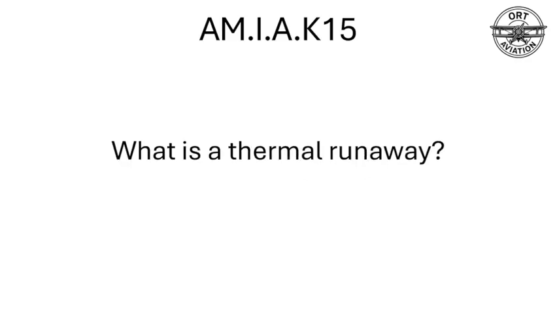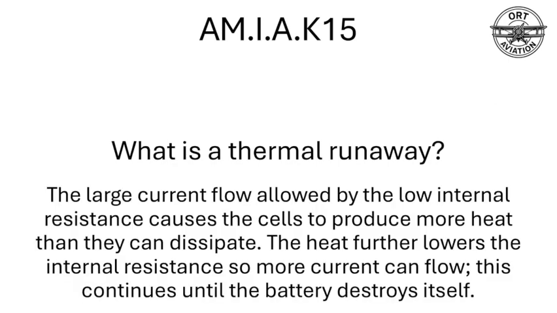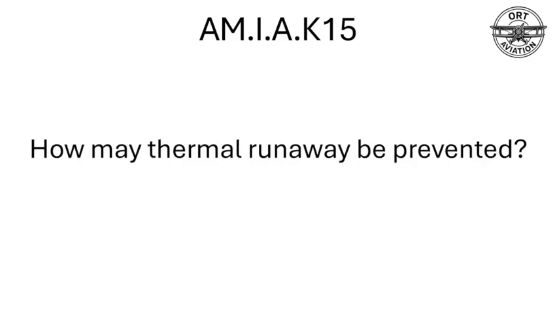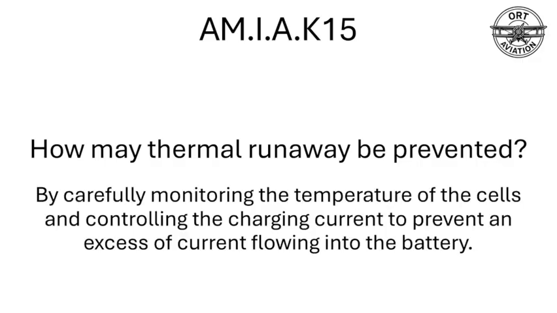What is a thermal runaway? The large current flow allowed by the low internal resistance causes the cells to produce more heat than they can dissipate. The heat further lowers the internal resistance, so more current can flow. This continues until the battery destroys itself. How may thermal runaway be prevented? By carefully monitoring the temperature of the cells and controlling the charging current to prevent an excess of current flowing into the battery.